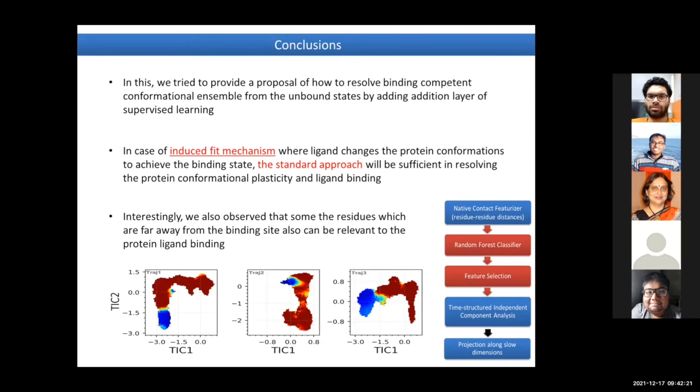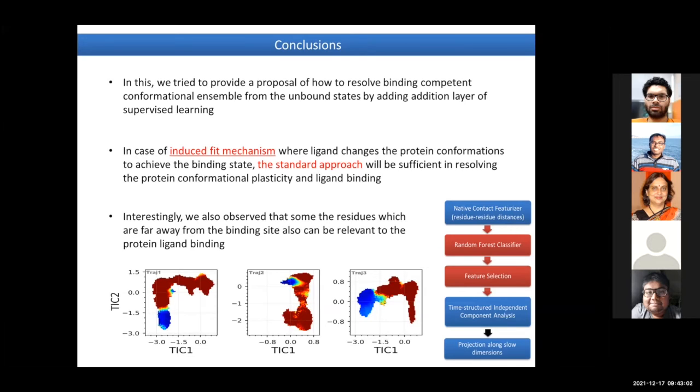So what we have learned from all this exercise is that we have proposed a method which can easily remove the noise from the trajectory data. If you use an automated method to separate the bound and unbound states from the conformational ensemble, you can remove the noise using the random forest method, which is a supervised method. Another thing we have learned is that if there is an induced fit mechanism where the ligand is changing the conformation of the protein, then there is no need to use any machine learning approach.